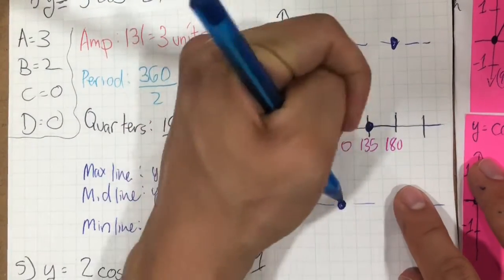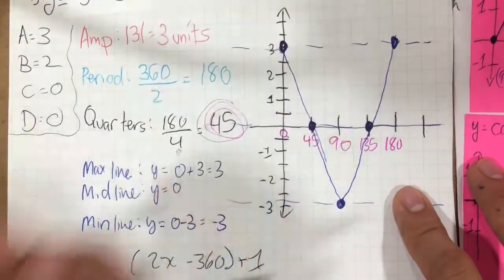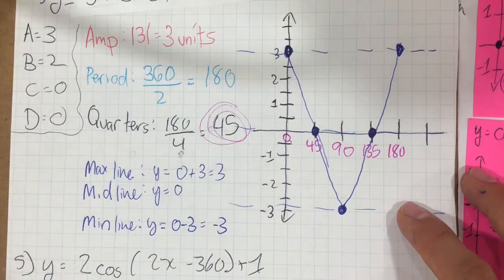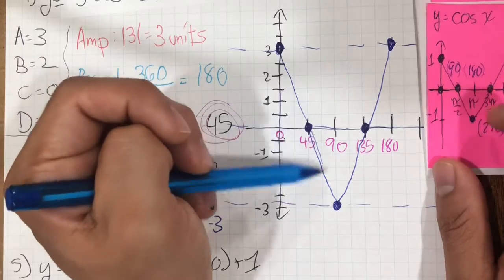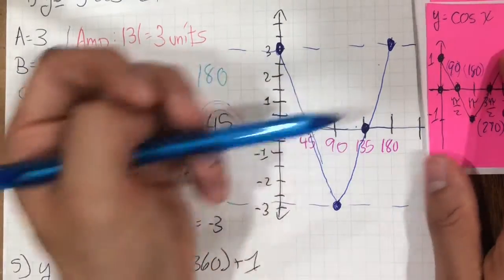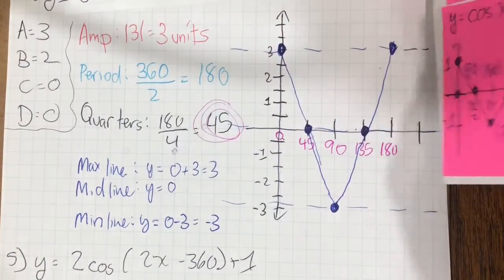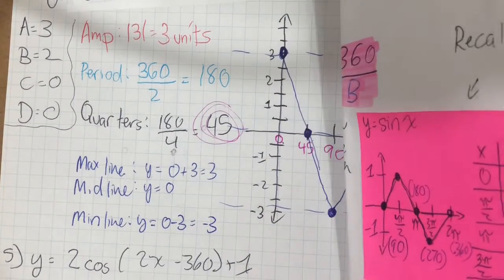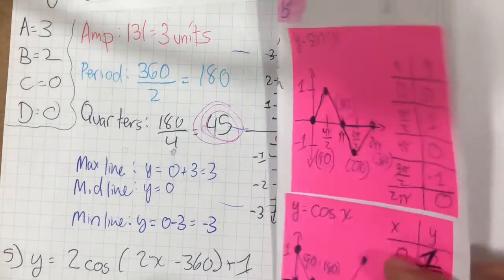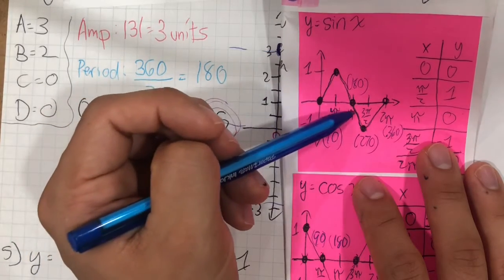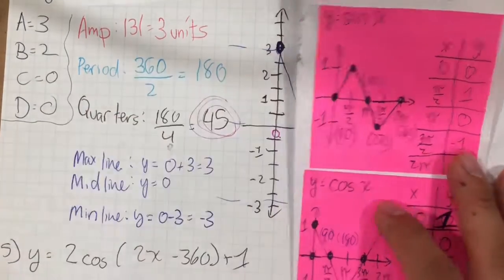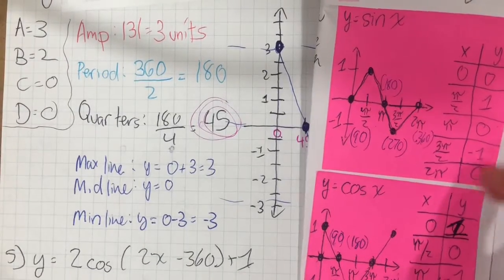So the patterns are really helping us get our new graphs, along with the new information. So we just follow: we have max, mid, min, mid, max. And just like the first problem, we would have mid, max, mid, min, mid. So those are the patterns that we're using for sine and cosine functions.